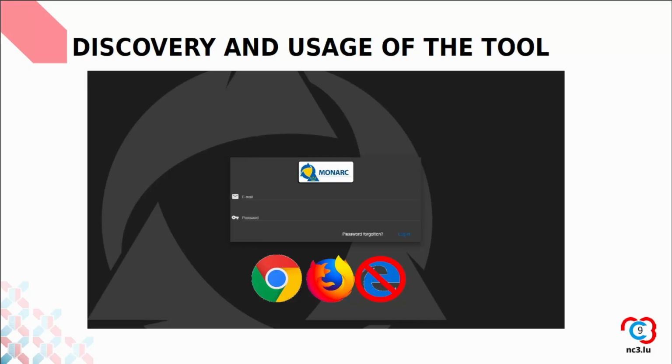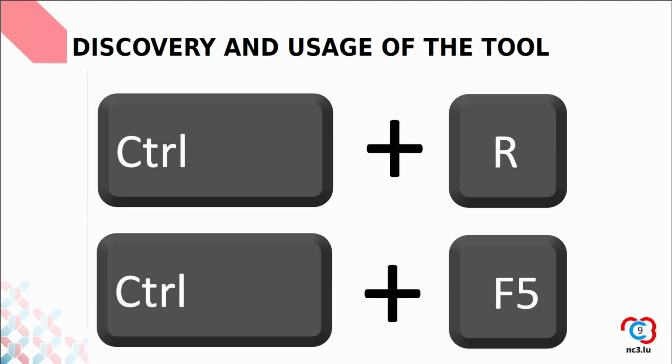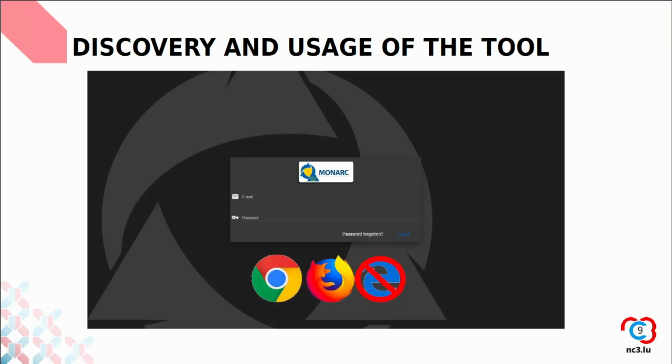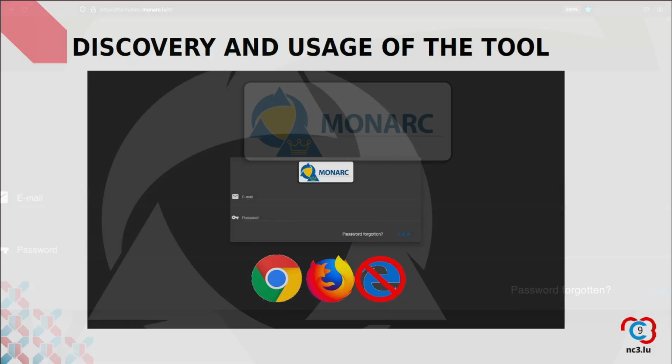Now, let's get to the MONARC program itself. The two suggested browsers are Mozilla Firefox and Google Chrome. You may experience different bugs or difficulty in other browsers. If, during all those videos, you encounter something different and your results don't seem to appear, do not hesitate to reload the page with, for instance, the shortcut Ctrl plus R. The idea is to clean the cache of the browser.